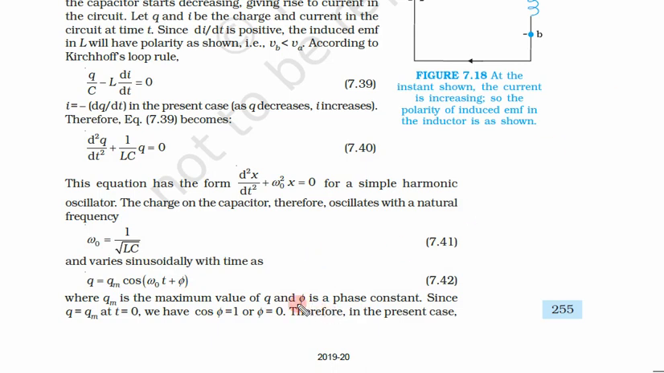And this phi is a phase constant. Since Q is equal to Qm at t is equal to 0, initially Q was maximum. At that time cos phi was 1, or phi was 0. Initially phi was 0. There was no phase between current and voltage initially, because for having Q equal to Qm, this whole term must be 0. So we have assumed that at that time this phase angle was 0.